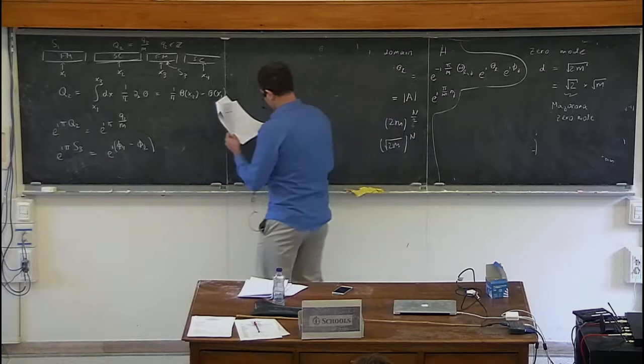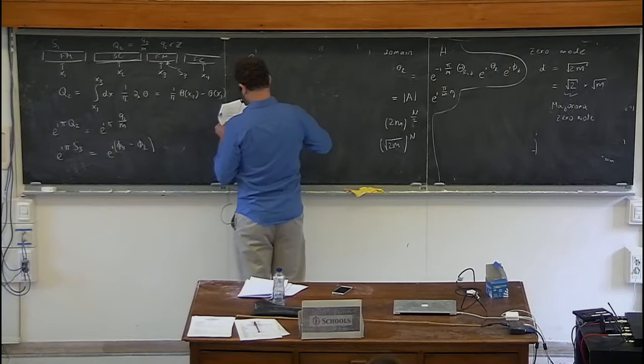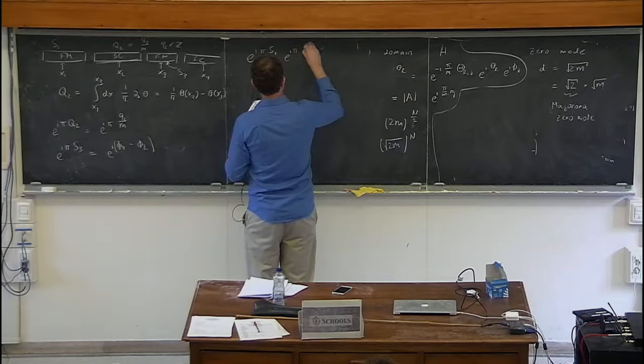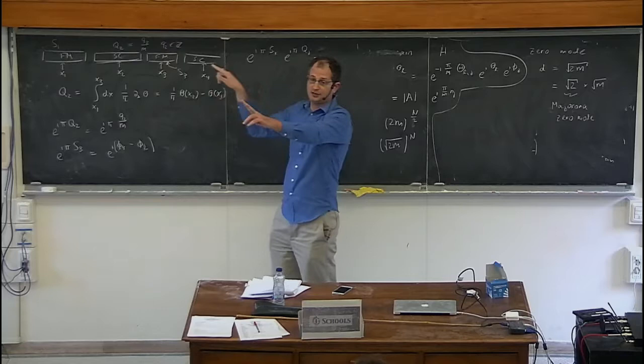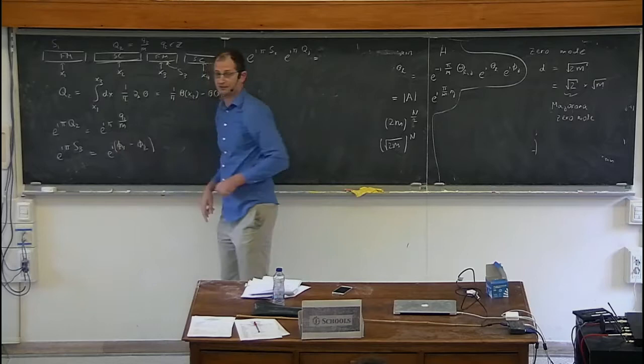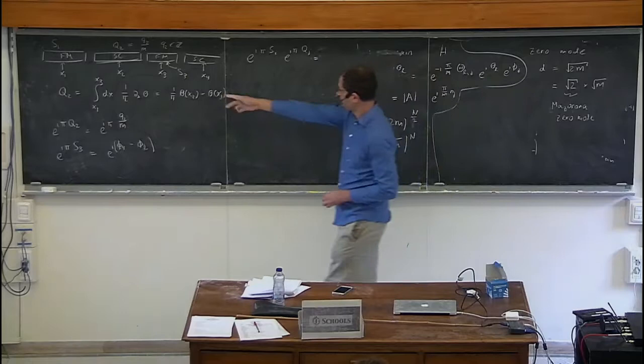Okay, if you try to exchange the Q operator with the S operator, so e^{iπS_i} times e^{iπQ_j}, you see that if you take Q_i and S_j to live in some disjoint regions of space, they commute because you have theta minus theta in one and phi minus phi in the other. So the phases that you get from commuting the phi and theta would cancel.